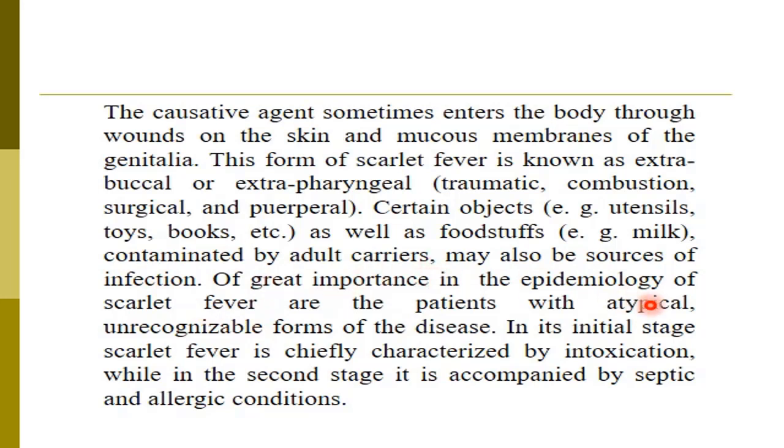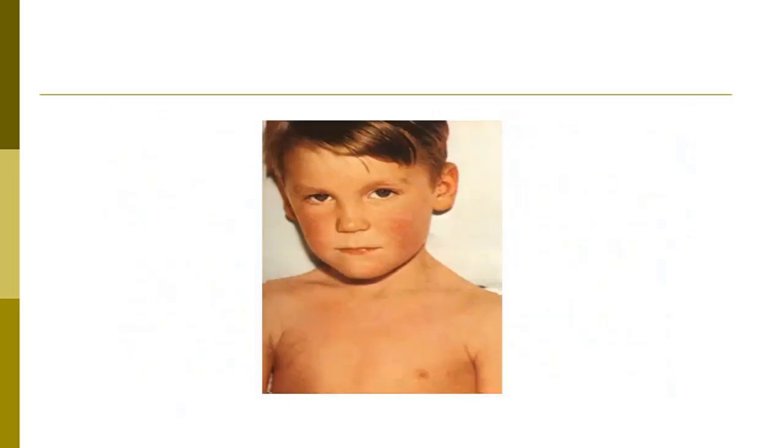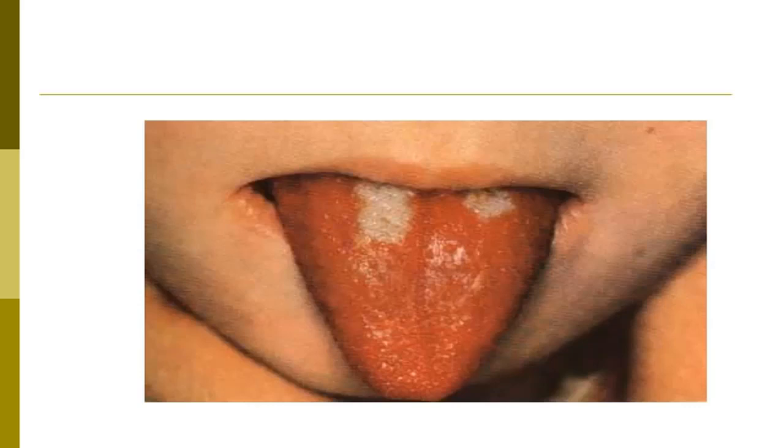Of great importance in the epidemiology of scarlet fever are patients with a typical, recognizable form of the disease in its initial stage. Scarlet fever is chiefly characterized by intoxication, while in the second stage it is accompanied by septic and allergic conditions. This is very, very important. Scarlet fever, as you see in this baby. This sad baby has scarlet fever.